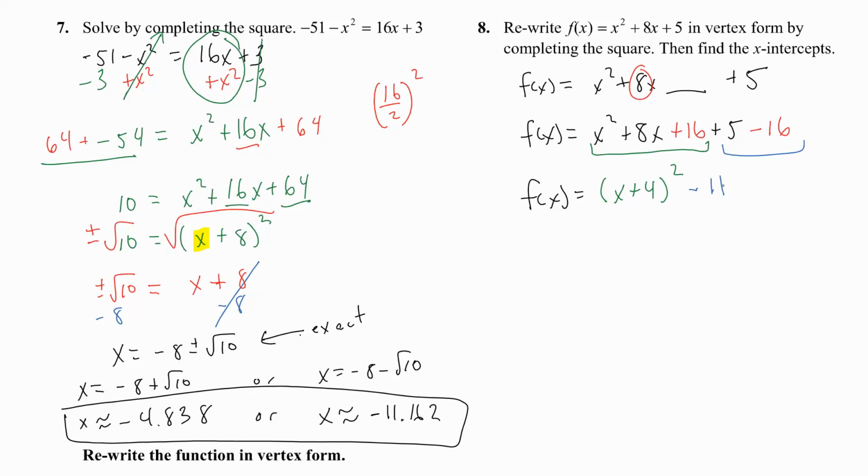And so there are some benefits to doing that. One of the benefits is, if I ask you what the vertex is, remember that's the opposite of the inside, same as the outside. So there's the vertex. Now the second part, so that's kind of like part A. Part B, find the x-intercepts. The x-intercepts are when your output is 0.